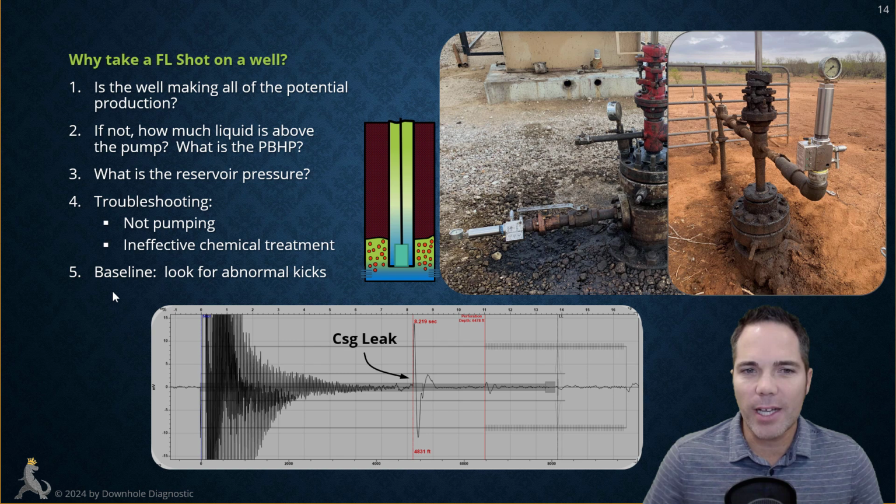Here's an example of that. So here is a fluid level shot. This is the acoustic trace. There is a big, massive casing leak right here, a huge upkick. Now here is the top of the perforations. That's an upkick as well. And here's the fluid level kick.